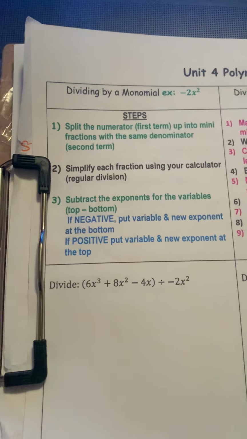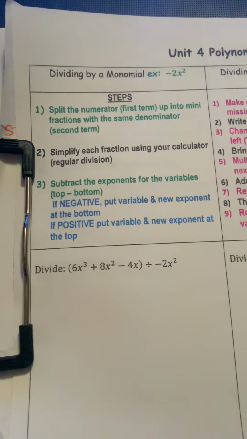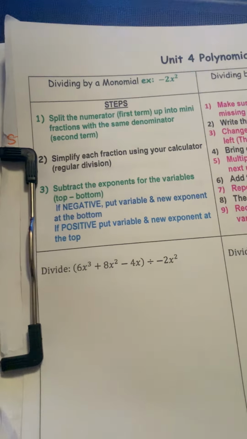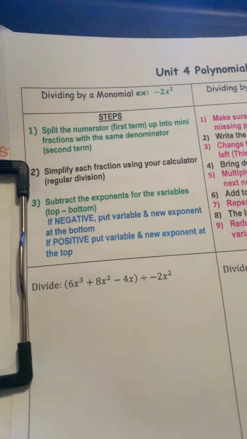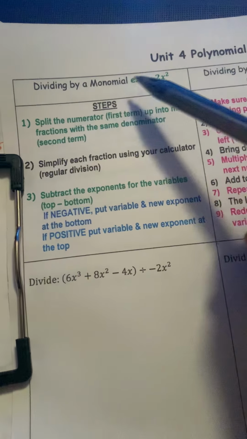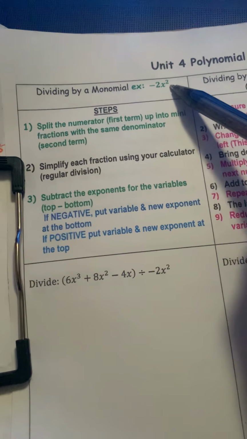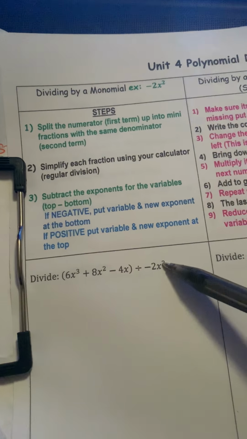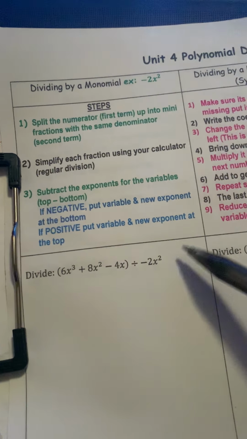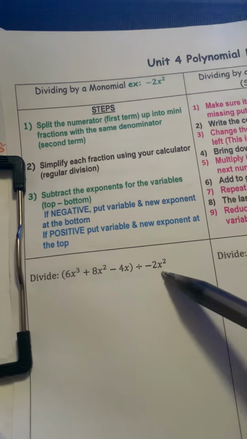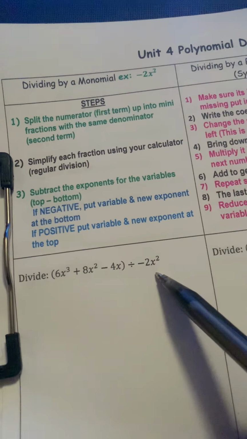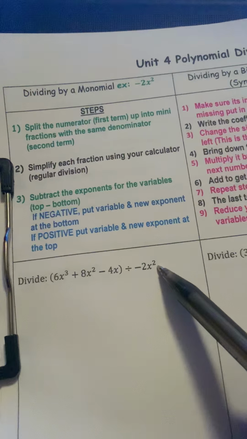Okay, some of your classmates have asked that I go over, like I do in class, and teach each one of the methods. So this first one is when you're dividing a monomial. This is an example of a monomial term. Notice the number that we're dividing by, which is negative 2x squared, is one term. It doesn't have a plus or a minus sign separating it to split it up into two terms.